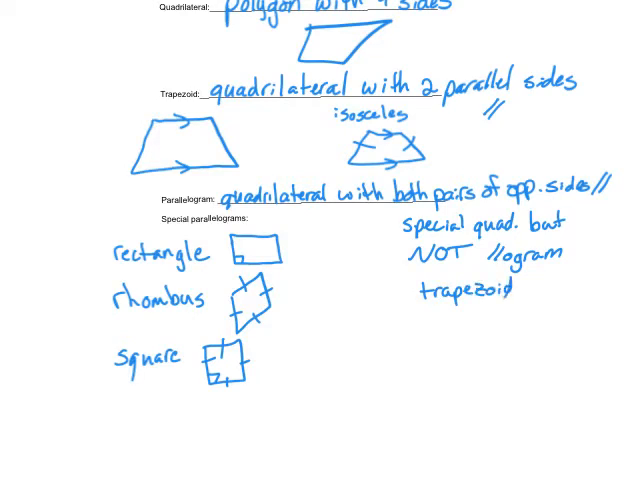The other one is called a kite. And a kite looks like this. It has two pairs of consecutive sides that are congruent. So that is not a parallelogram, but it is a special quadrilateral.